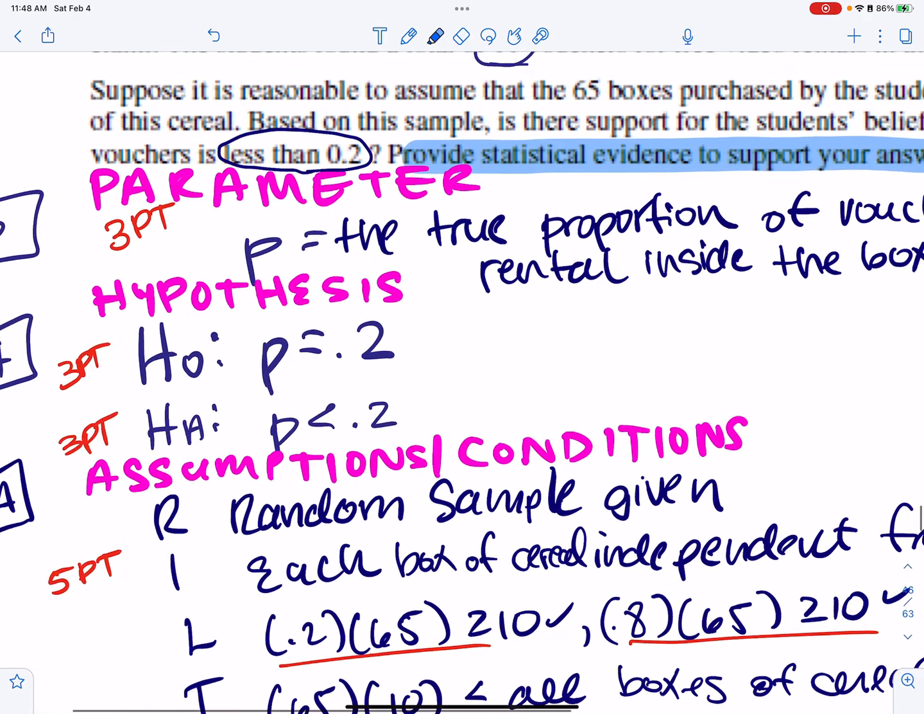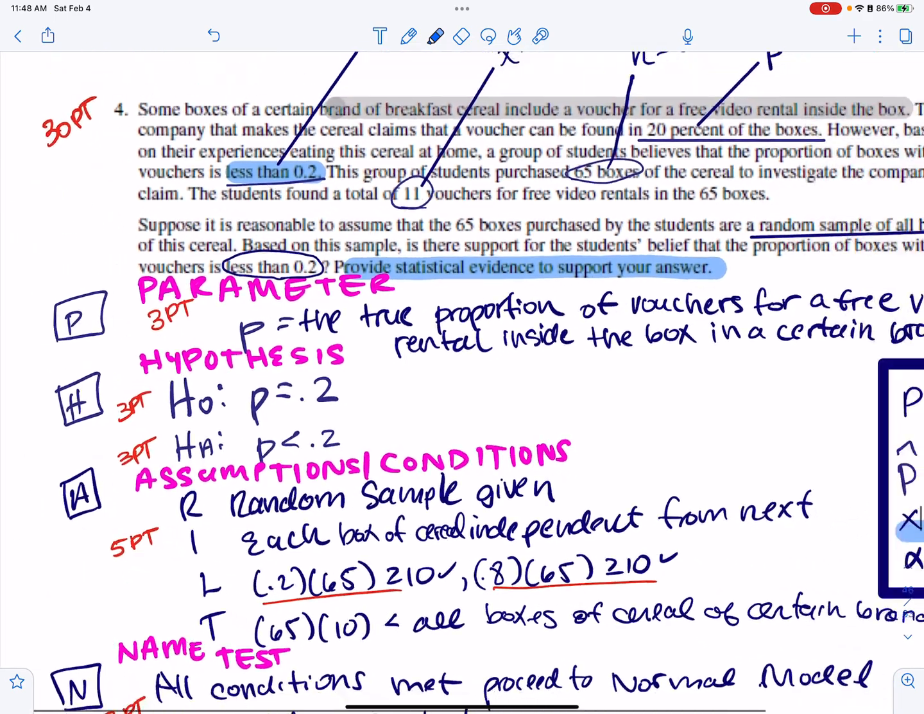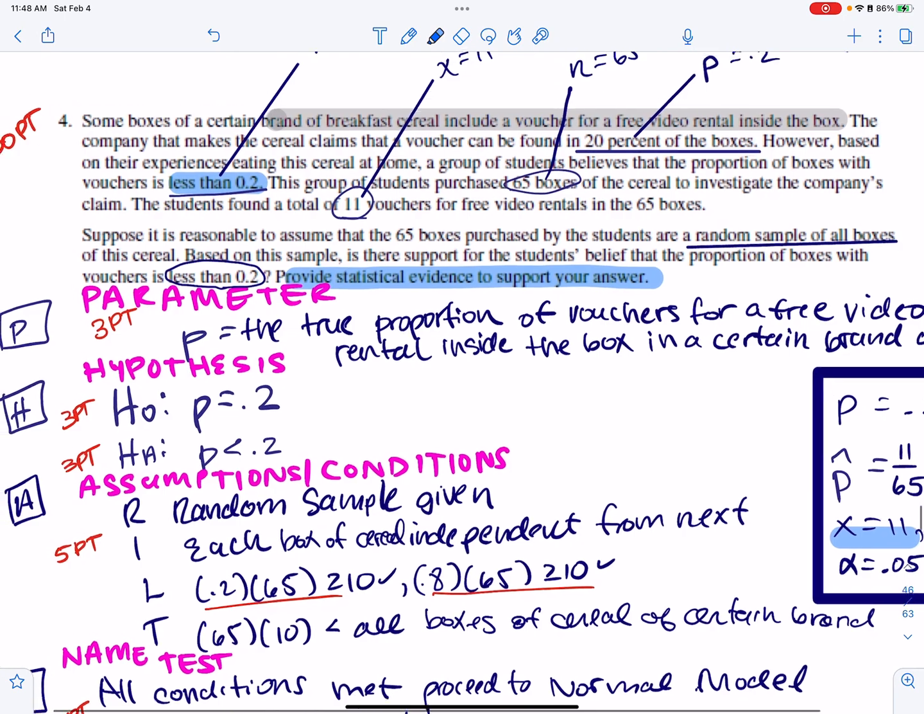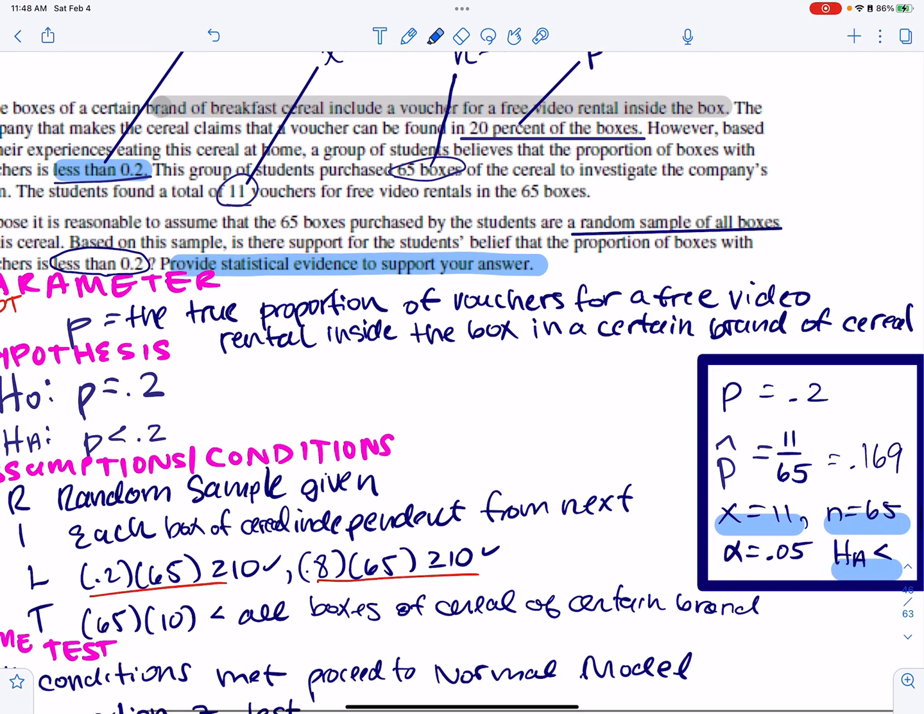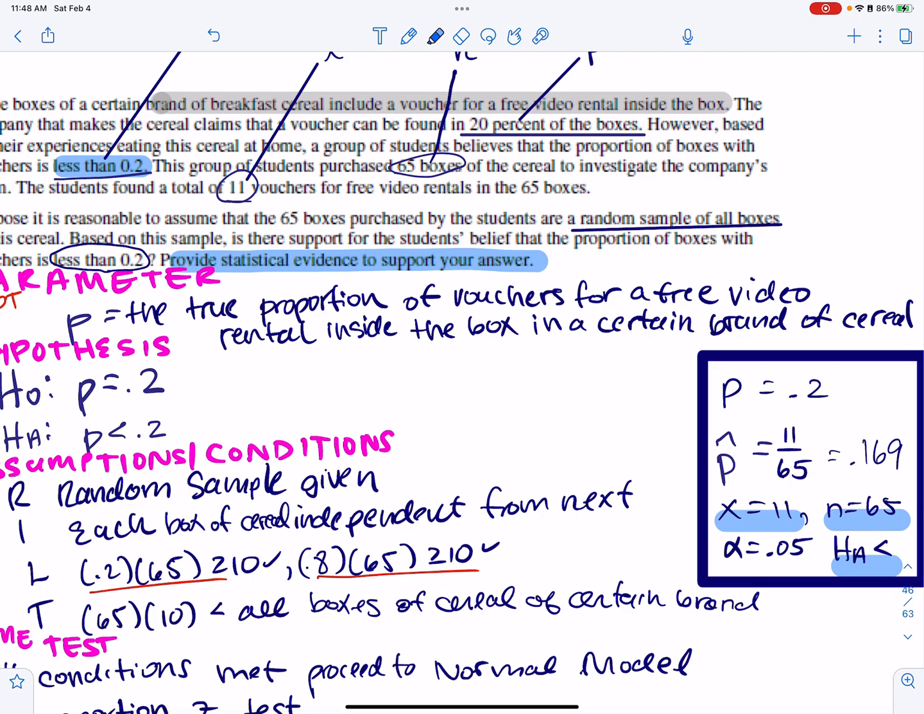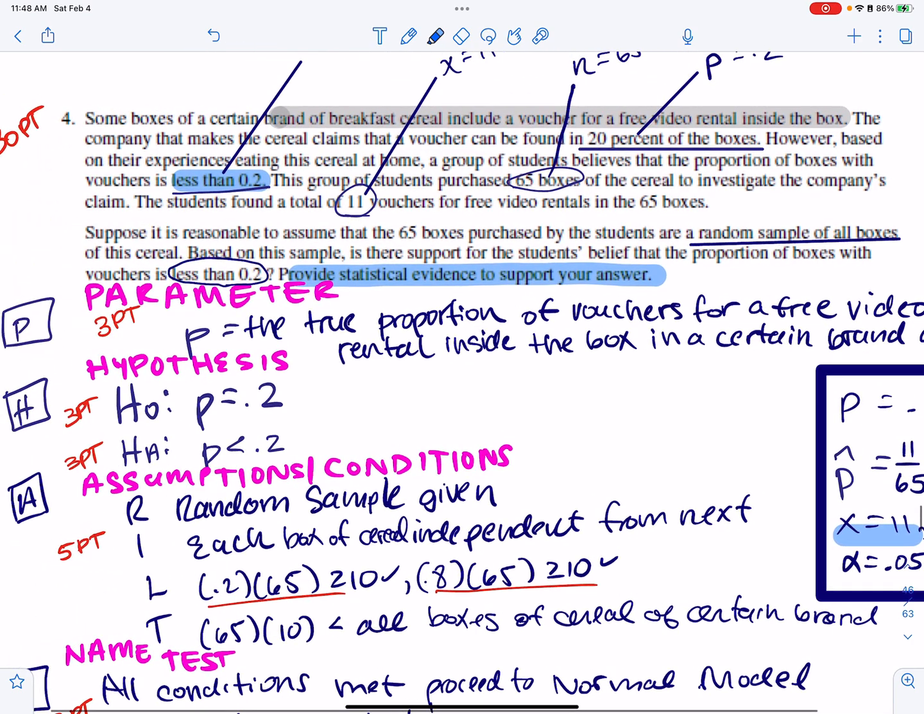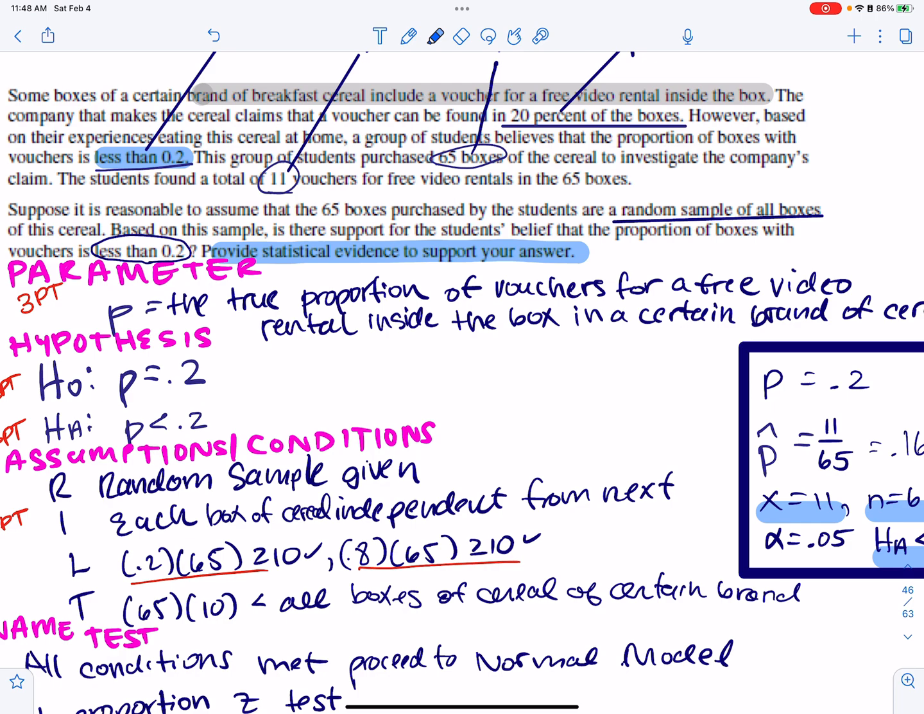Okay, so my PHANTOMS, the first thing is my parameter, and I have to write it out in context. So if you notice what I highlighted in gray, I just pretty much copied it right here. The true proportion of vouchers for a free video rental inside the box of a certain brand of cereal. Because remember, I'm sampling the cereal boxes. In fact, it tells you a random sample of all the boxes. So that also gives you a hint that's what your true proportion is, whatever I'm doing my random sample of. I just want to know what proportion has vouchers in it.